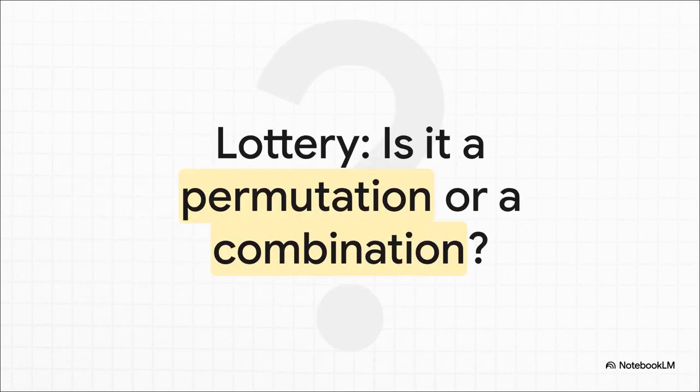So I'll leave you with a final question to chew on. In a big lottery, you have to pick, say, 6 winning numbers out of 49. To get the winning ticket, do you just have to have the right numbers, or do you have to have them in the exact order they were drawn? To figure out your real odds of winning, you'd have to know the answer. Is it a permutation or a combination?